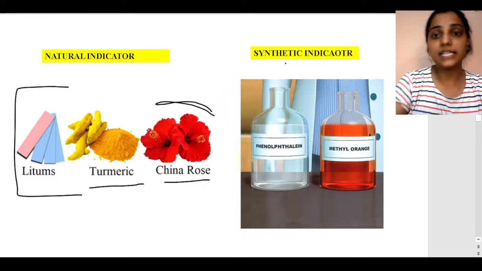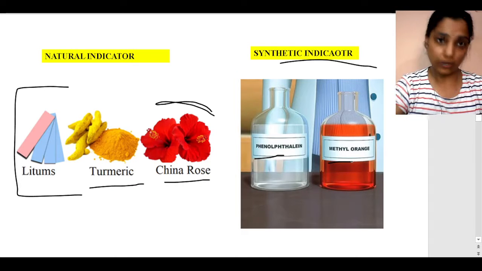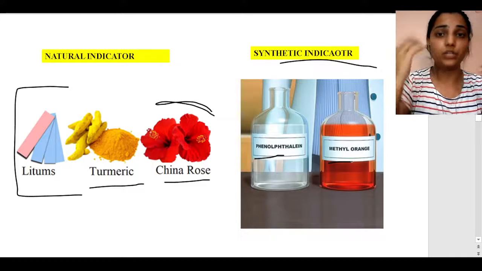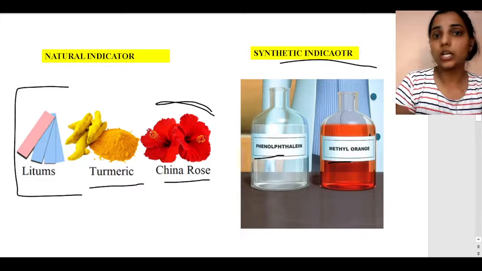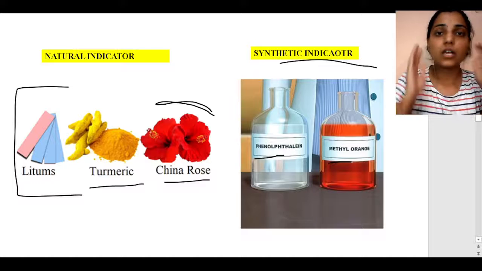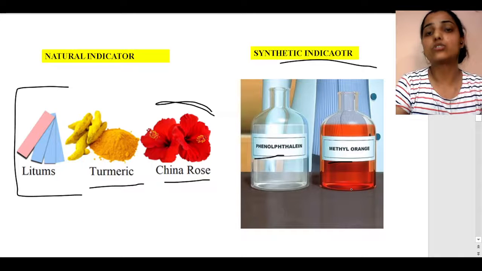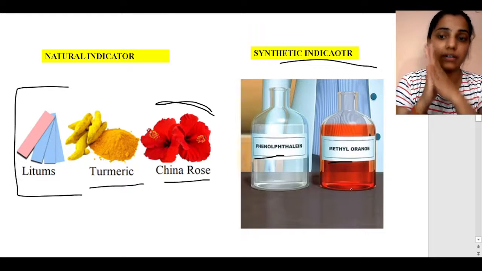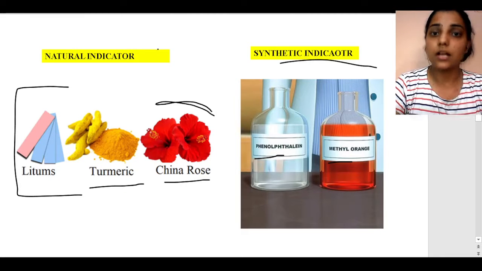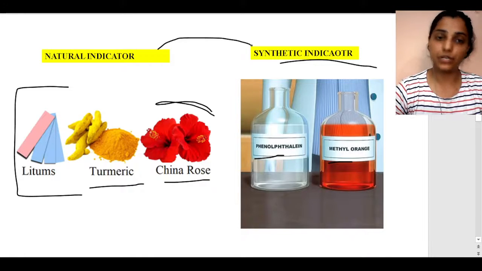And the synthetic indicators, we have two: the phenolphthalein indicator and the methyl orange indicator. With phenolphthalein, if there is no color, we know that this is acid, and if there is pink color, then we know that this is a base. And with methyl orange, if there is acid, then it becomes red, and if there is orange color, we know that this is basic. So we have just done both natural and synthetic indicators in the previous videos. You can go through those videos in detail.